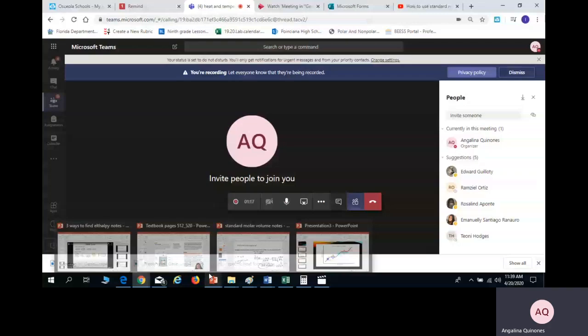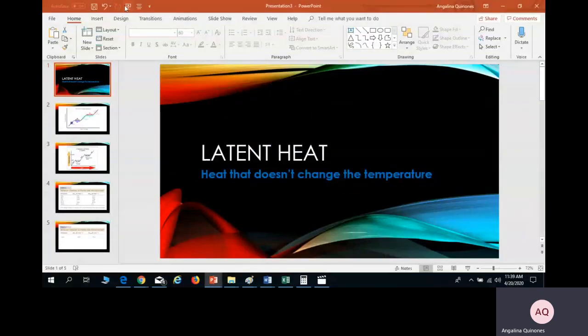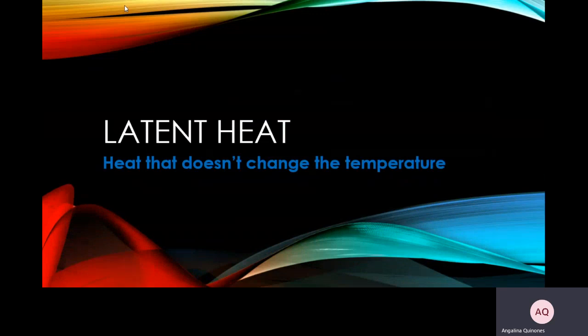I'm using this to help with the quiz question about heat and phase changes. Okay, here we have something called latent heat. The word latent means that there's no real change involved. So when I say latent heat, we're talking about heat that really isn't changing the temperature. It's just changing the actual heat energy.